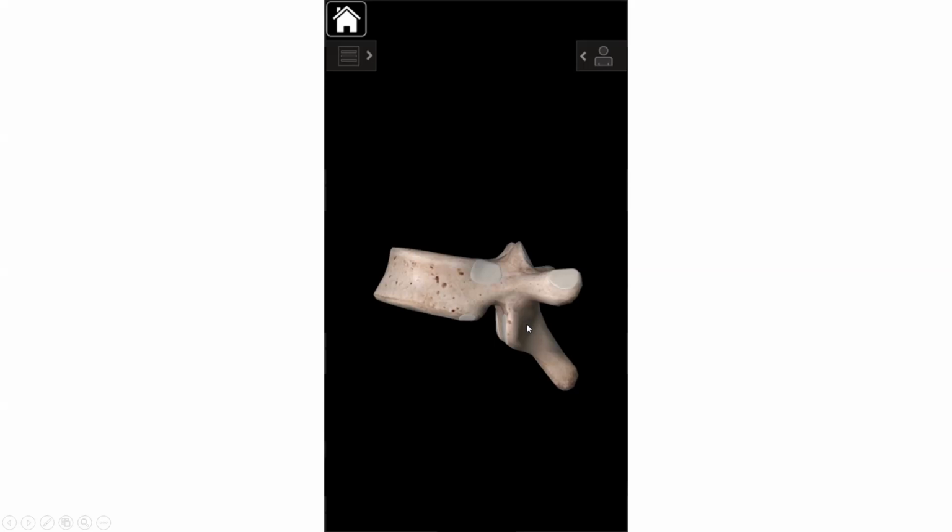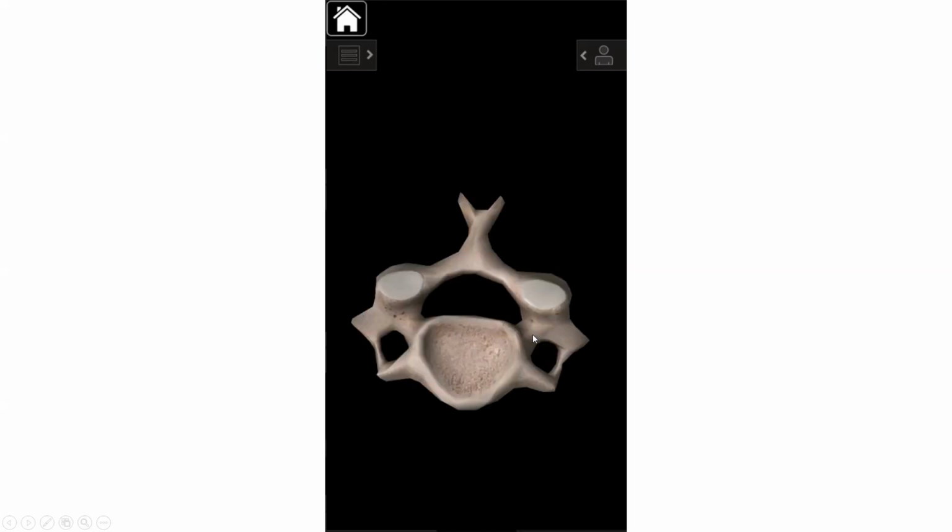The spinous process has to angle down. So if you're holding a vertebrae and the spinous process is angled up, then you're holding it upside down. So make sure the spinous process is angled down. All right, so then we're going to back up a little bit.